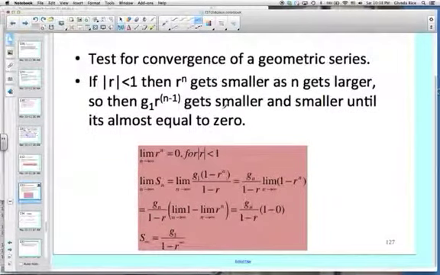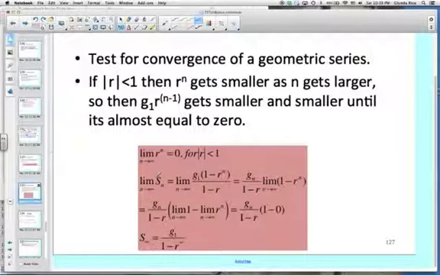If r is smaller than 1, then r to a power gets smaller as n gets larger. So here in this case, if r is less than 1, when you keep taking it to bigger exponents, this keeps getting smaller. When it's less than 1, it makes the first term smaller. So it gets smaller and smaller and smaller and almost equals 0. So the limit as n goes to infinity of r to the nth power equals 0 for all r that's less than 1. Absolute value of r that's less than 1.